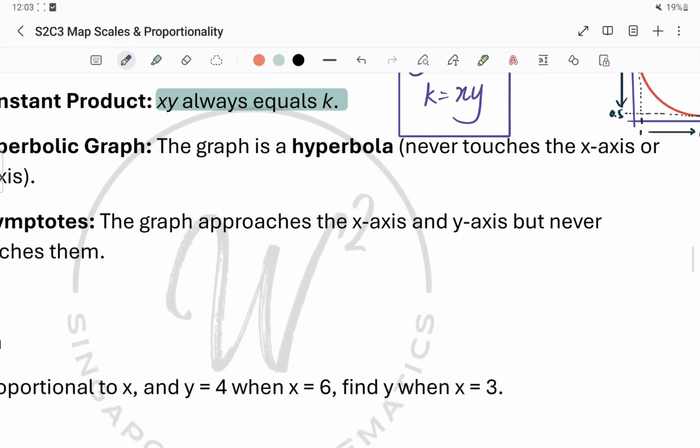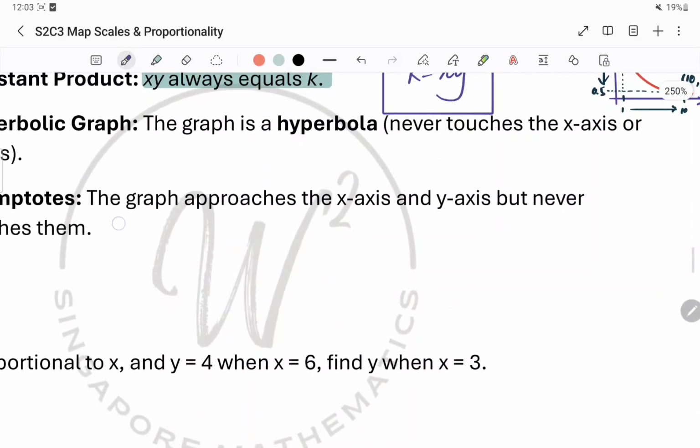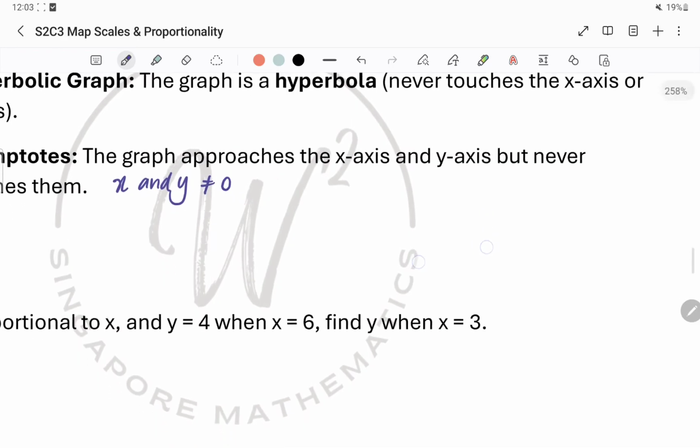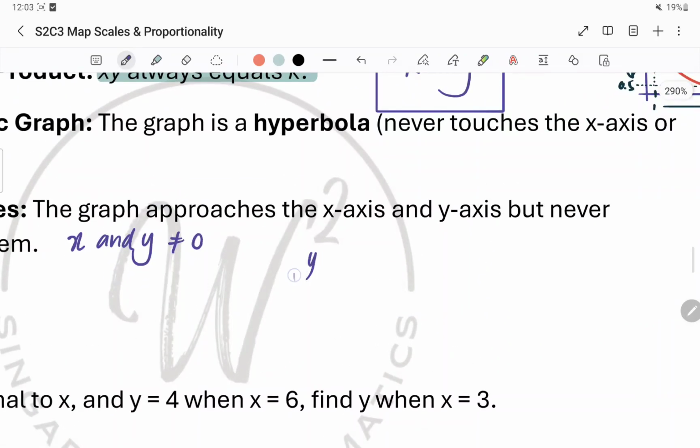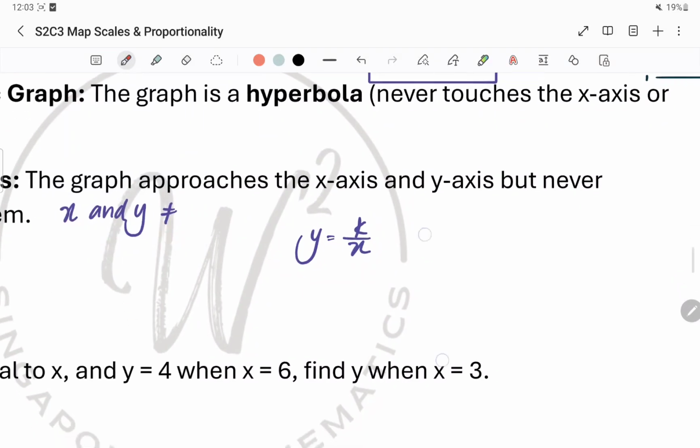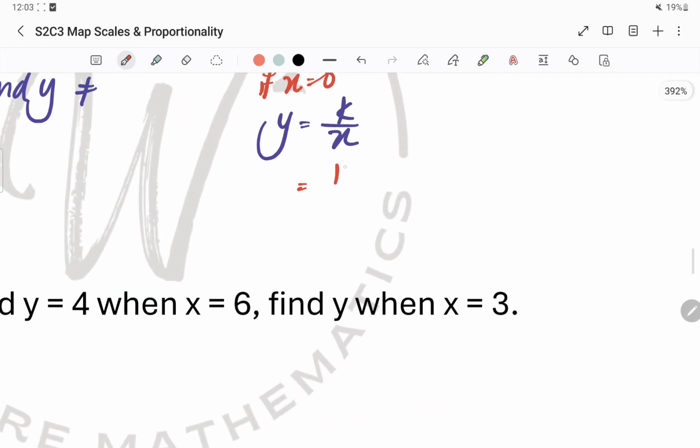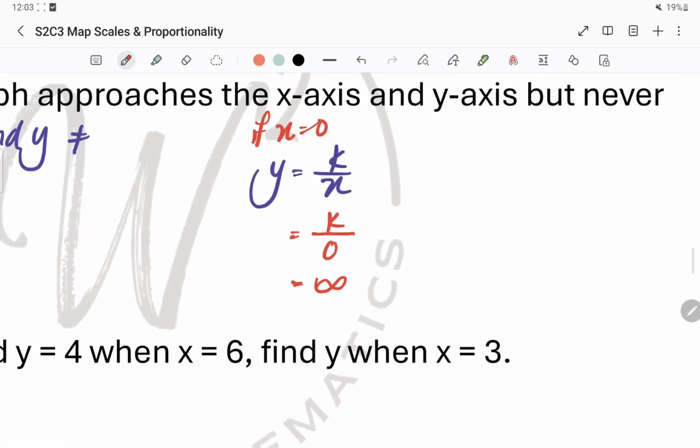For example, the first one. This one you need to write down: x and y must not equal 0. Why is this so? Let's say I'm looking at y equals k over x. If x equals 0, it means we are doing k over 0. This is extra knowledge for you: if your denominator is 0, your entire value is infinity. So this is not valid.